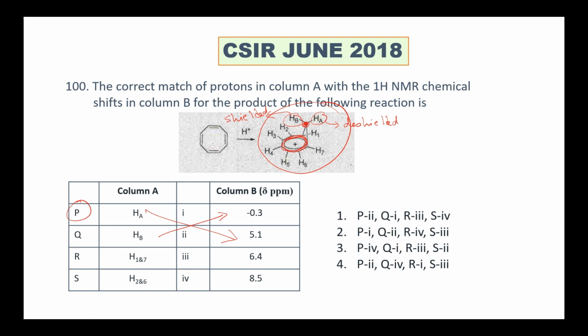So P is 5.1. P is equal to 2. So option 2 gone, option 3 gone. So option 1 is there, option 4 is there. Now Q is 1. So answer 1 option is the right answer.